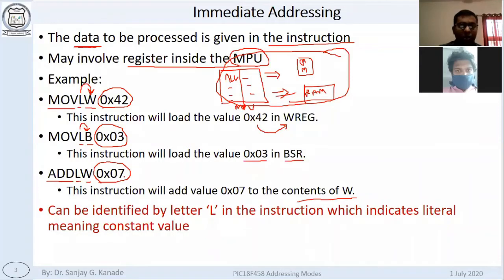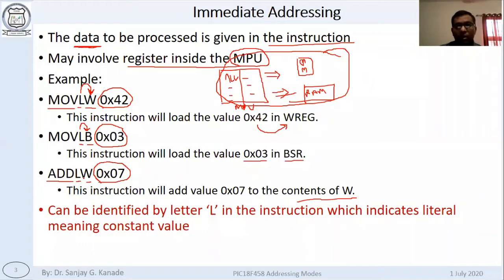07. We want to add 07 to the contents of W. So the bottom line is, in the immediate addressing mode, the value or the data that we want to process is mentioned inside the instruction directly.